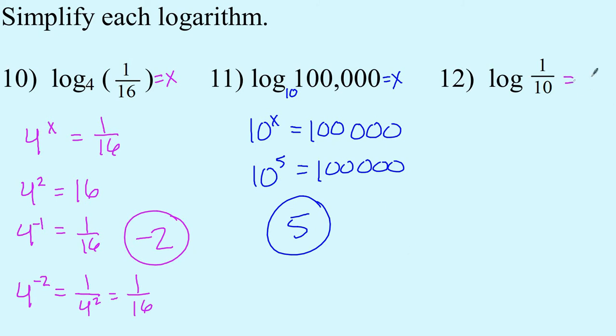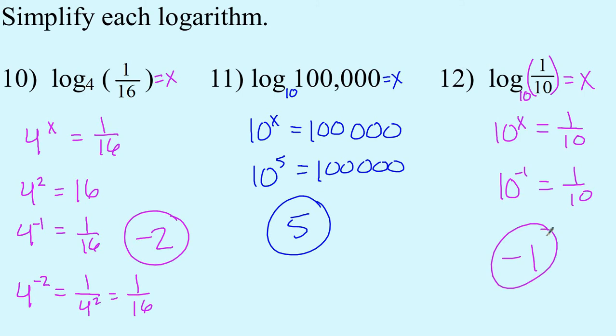All right, let's do another one. So again, the base is 10. Don't let that fraction throw you off. That's all the argument. So we get 10 to the what is 1 over 10? Hopefully you remember your negative exponents. They come up a lot. So that answer is negative 1.